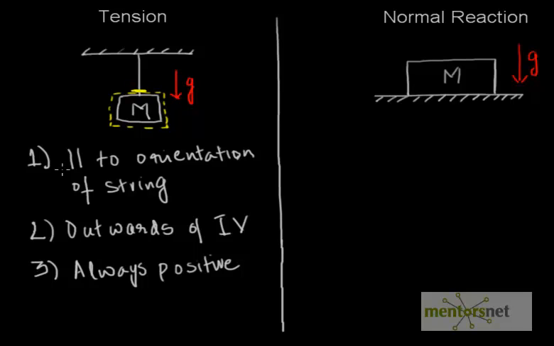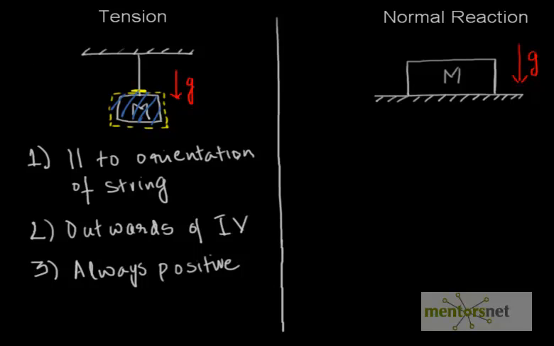And these are the three properties. One, the force is parallel to the orientation of the string. So in this case, the string is vertical, hence the force will be vertical. Two, the force is always outward, going outwards from the isolation volume. So we know that this is the isolation volume, so the force will be going outwards, that is upwards. And the force is always positive. If the force is negative, that means the string is under compression, which is not possible. So these are the three things. To see them in more detail, just visit the lecture on tension.